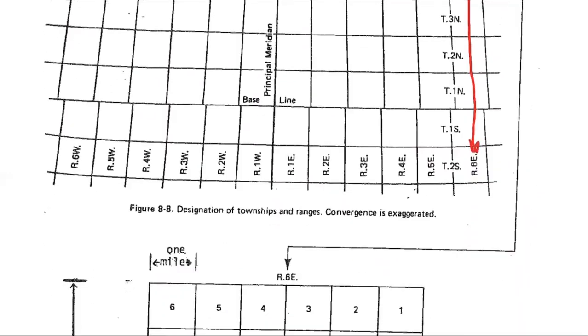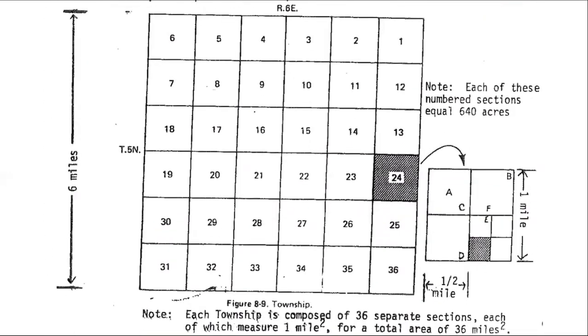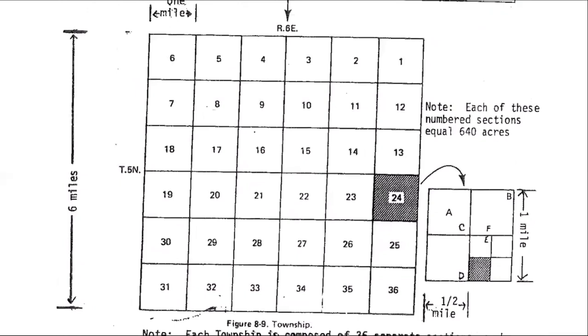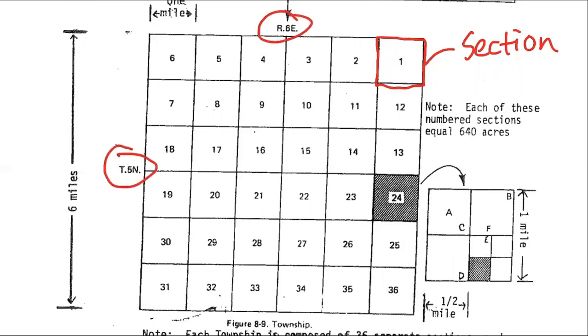Once you get it broken down, now we're zooming in almost. Now you can see here's your 6 miles by 6 miles again. And we are going to call these little mini boxes sections. So that's called a section right there. And they're numbered, so they just get a number. So that would be section 1 of township 5N, range 6E.